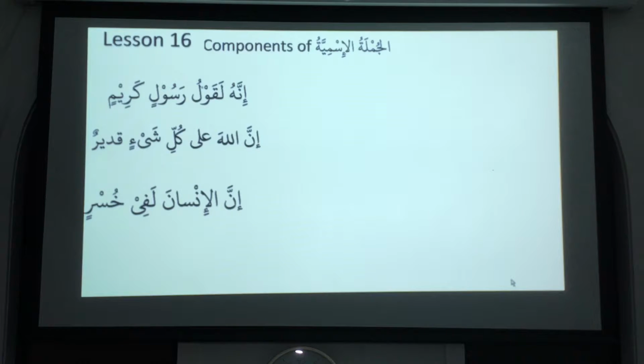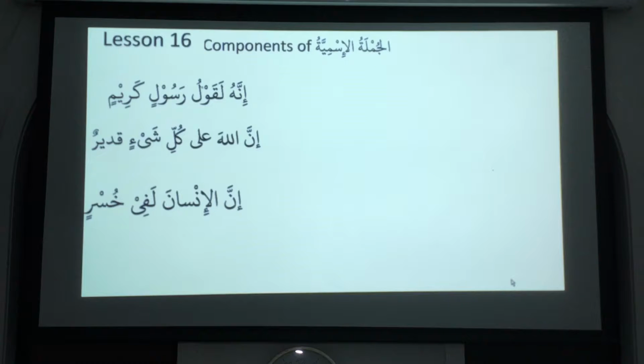Innal insana lafi khusrin. What is the mubtada in this sentence? Innal insana. Why is it a mubtada? A mubtada can be what? A rafa or a harf of nasab. So inna is a harf of nasab. So innal insana is a mubtada because it's a harf of nasab. If you just say insana, it's not rafa, it's nasab. That's why it's harf of nasab, right?